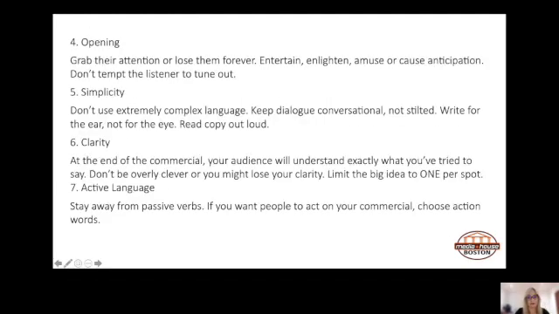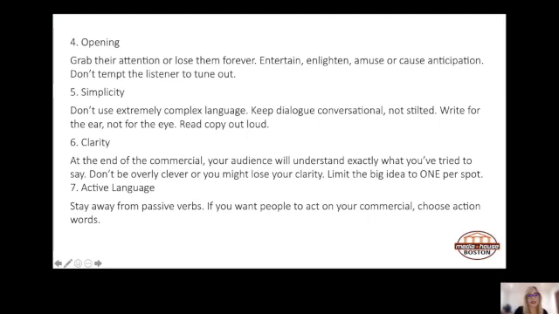Number 4, the opening. Grab their attention or lose them forever. Entertain, enlighten, amuse, or cause anticipation. Don't tempt the listener to tune out, okay? So this is where the hook comes in, that first 7 to 14 seconds, so first sentence or two that you have to hook them in, which is the most important section of your ad, okay? Because if you can't hook them, chances are they're not going to listen to the rest of your ad, so you've lost them. Okay, so you need to grab their attention or lose them, one of the two.